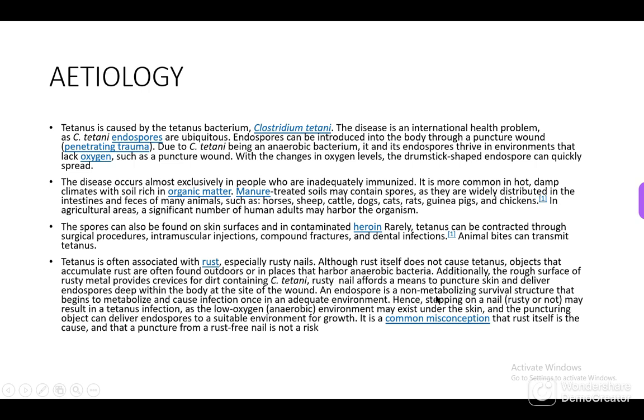An endospore is a non-metabolizing survival structure that begins to metabolize and cause infection once in an adequate environment. Hence, stepping on a nail, rusty or not, can result in tetanus infection, as the low oxygen anaerobic environment may exist under the skin. That is why you are providing that culture media there. The puncturing object can deliver the endospore to a suitable environment to grow. It is a common misconception that rust itself is the cause.